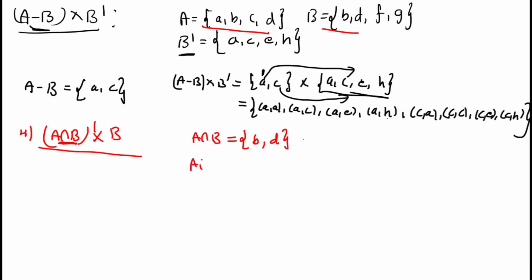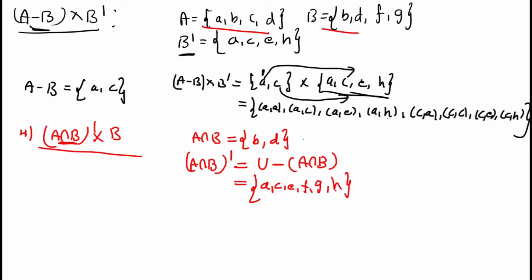Next, you need to calculate A intersection B complement. What's the meaning of A intersection B complement? A intersection B complement means U minus A intersection B. That means elements of U which are not in A intersection B. You need to write all the elements of the universal set other than B and D. So you'll get A, B is there, so C, D is there, E, F, G, H. This is the universal set given, right? So A, C, E, F, G, H is A intersection B complement.